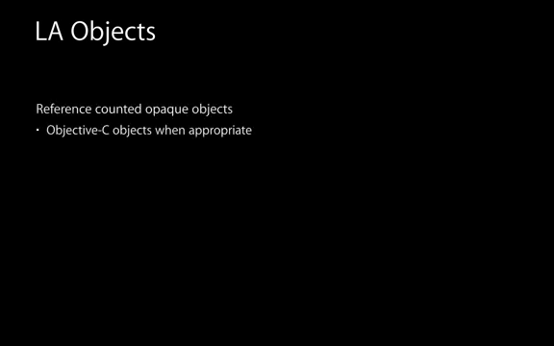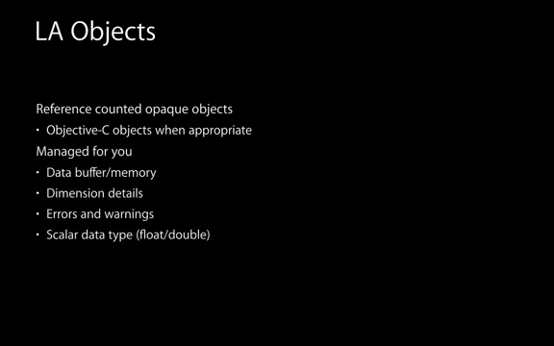The linear algebra object is a reference-counted opaque object. As I said, it's an Objective-C object in Objective-C. Still works in C, though. It manages a lot of things for you. So in that initial LAPACK example, we saw that for each argument, you're tracking a pointer, the row and column dimensions, a leading dimension, or a stride. There's a lot of things for each argument. It means you have a lot of arguments. There's a lot going on.